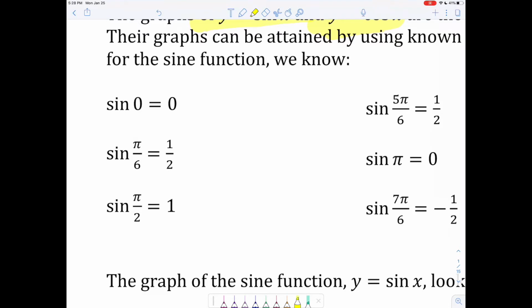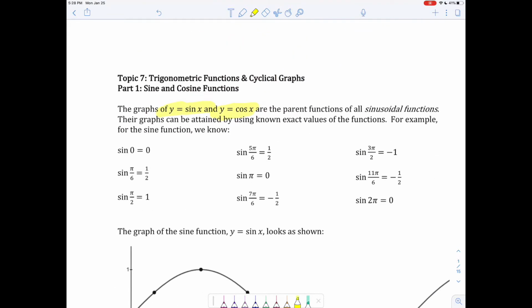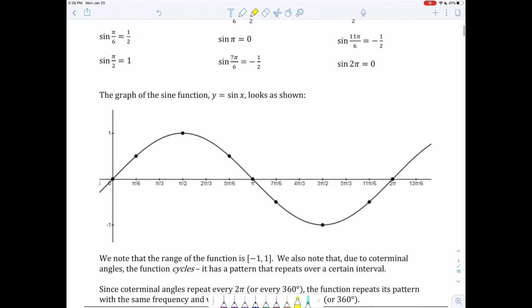Like we know that sine 0 is 0, sine pi over 6 is 1/2, sine pi over 2 is 1, and then of course the rest of these here. And by using these inputs as our x values, we can take these results on the other side of the equal sign as our y values, and then graph this thing, which then looks like this.